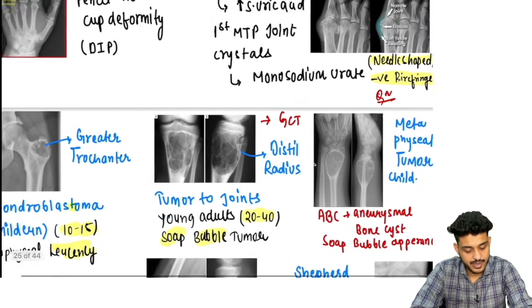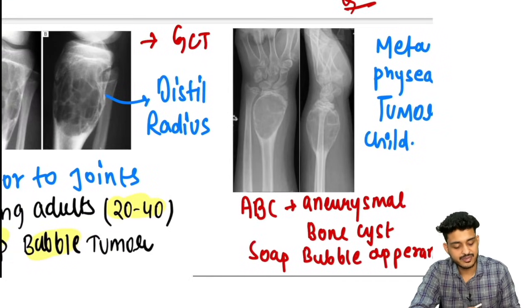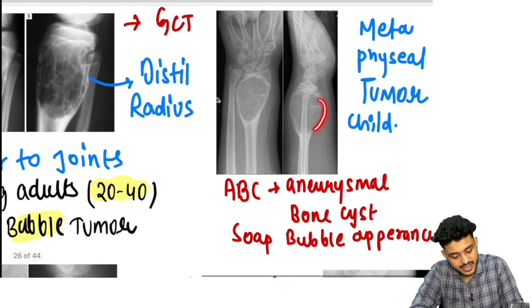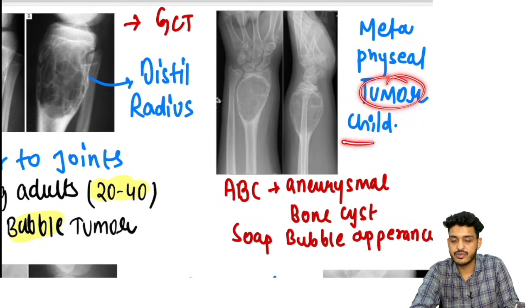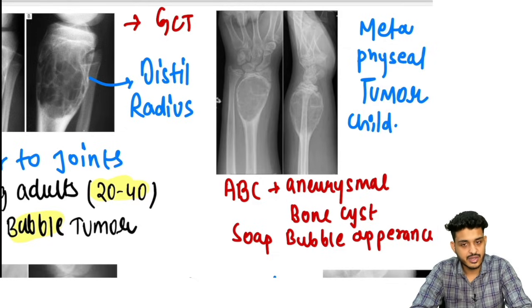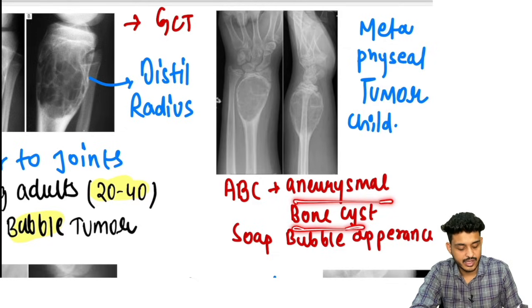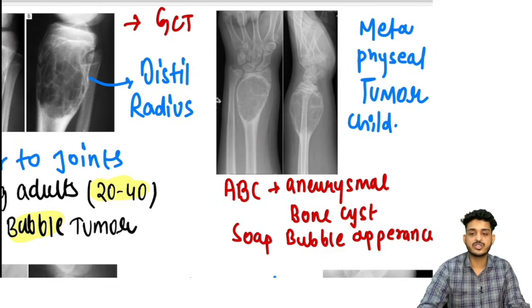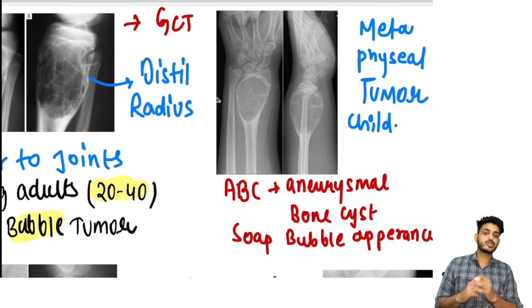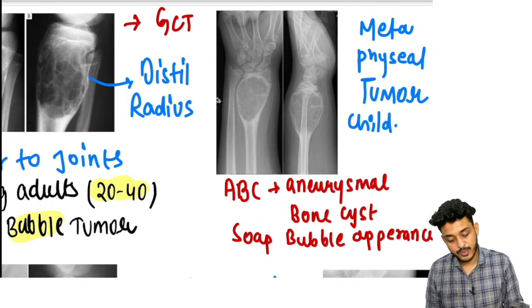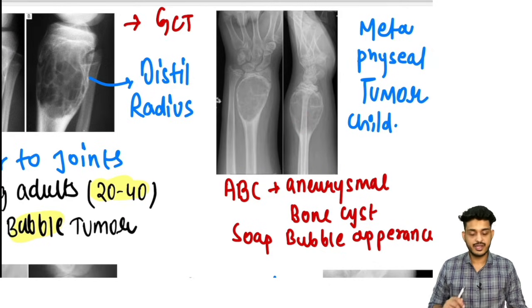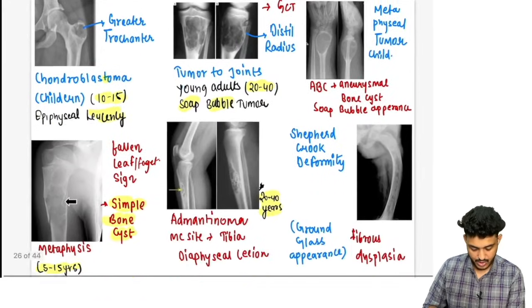Okay, soap bubble appearance. Then we have this metaphyseal tumor, which also looks like the same one, right? This metaphyseal tumor, you will find in children. This is known as aneurysmal bone cyst. Here also you will have this soap bubble appearance. Remember, soap bubble appearance reaching to the joints is nothing else but your giant cell tumor, right? If the soap bubble appearance is found only till this particular part, this is going to be your metaphyseal tumor that we are having. Okay.